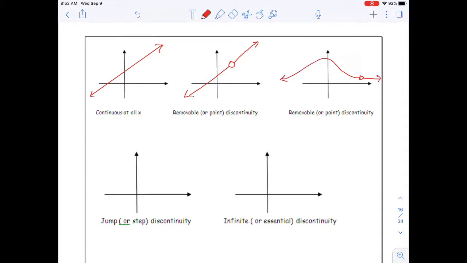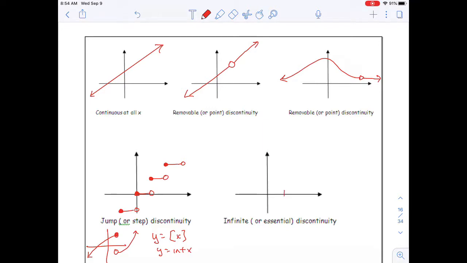Okay. Jump or step discontinuity would be like the greatest integer function. Sometimes it's written int(x), and that's basically a step function. It looks like this. That would be the one that's the most prevalent that you might have seen in the past. It could also be a piecewise function of some sort where you would have a graph that might go up here like this, and then here it might go like this or something like that. That would also be jump discontinuity.